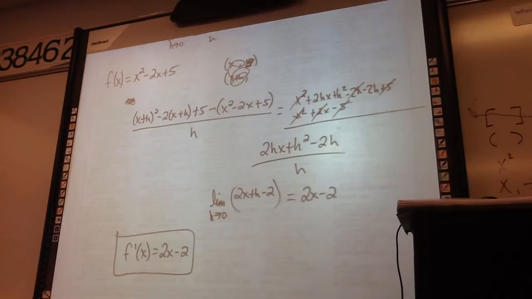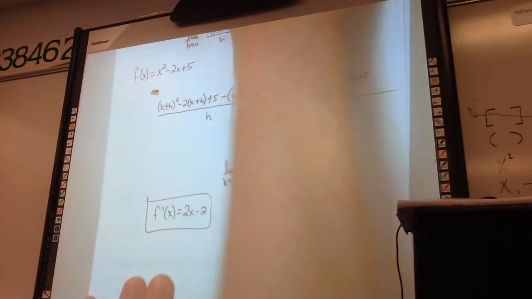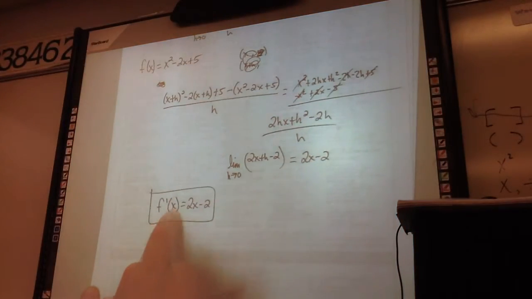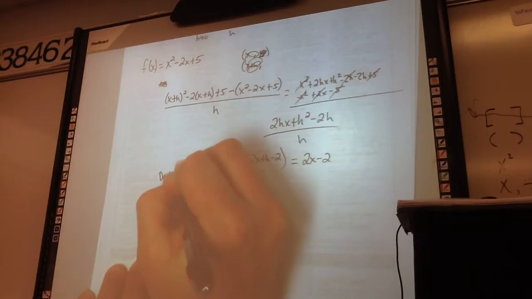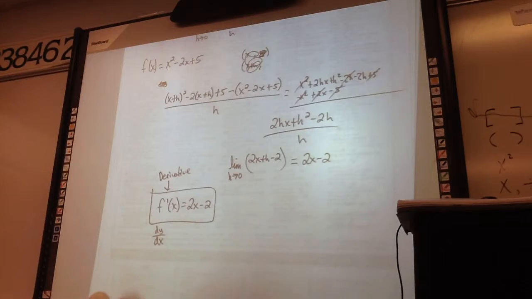There's a bunch of different ways of writing this. That's one way of writing your answer. There's a whole bunch of different ways of writing derivative. You could write f prime of x. These all mean derivative. You could write dy over dx. That's the weirdest one.